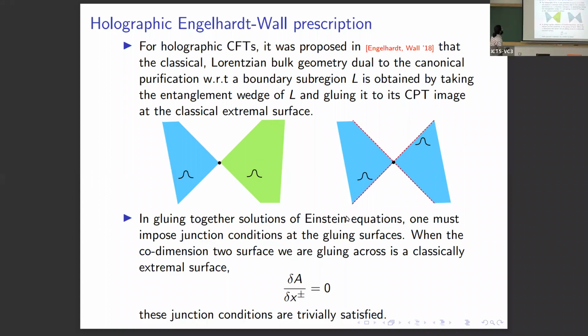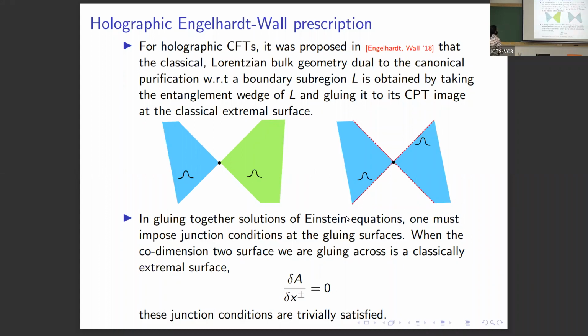All right, good. To continue, the idea of Engelhardt-Wall was that there is a geometry you can write down which might at least have the desired properties of the canonical purification. But of course, in gravity, when you glue together two pieces of space-time, you have to make sure that the junction conditions are satisfied. That's required for this geometry to solve the equations of motion, Einstein's equations.